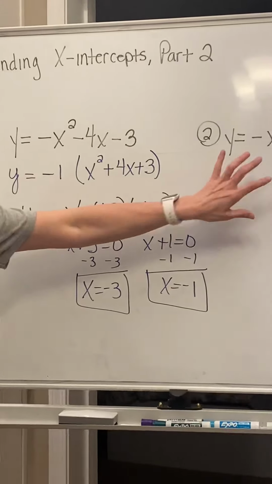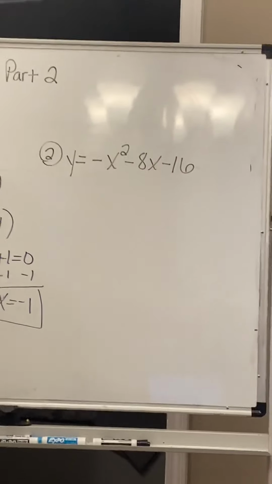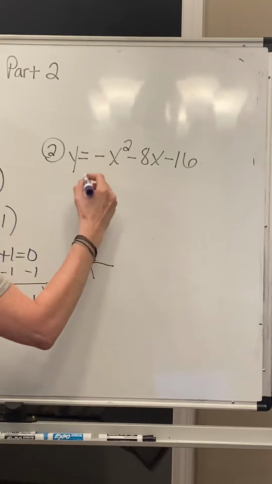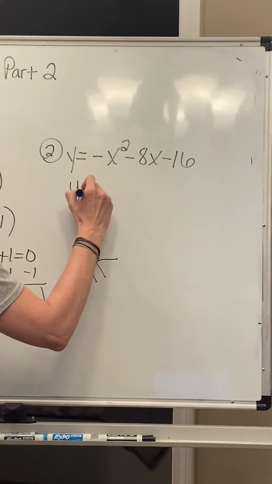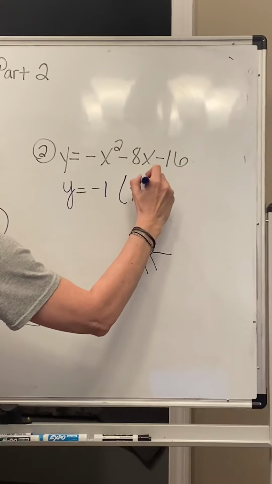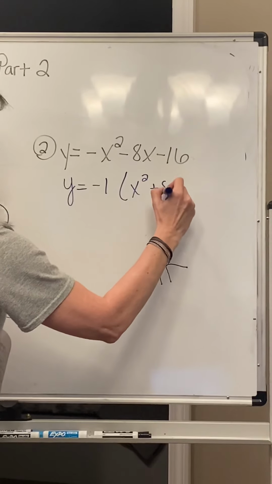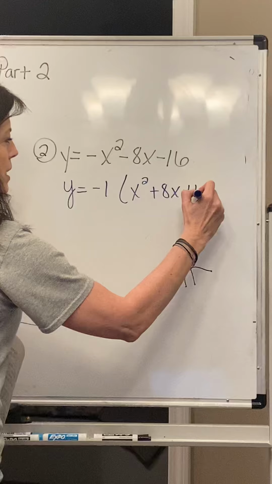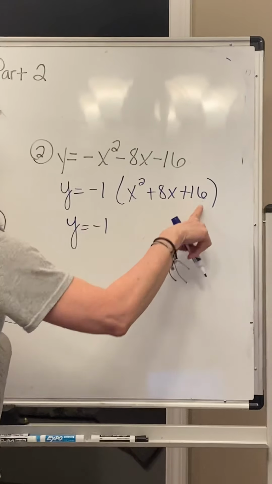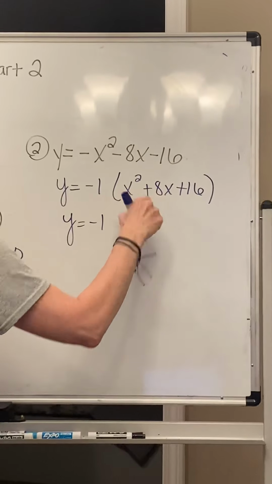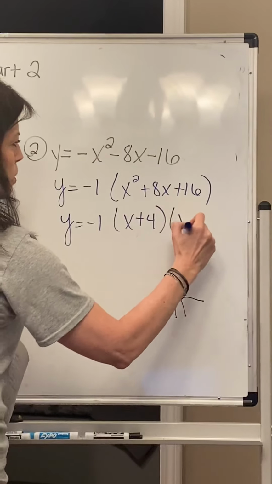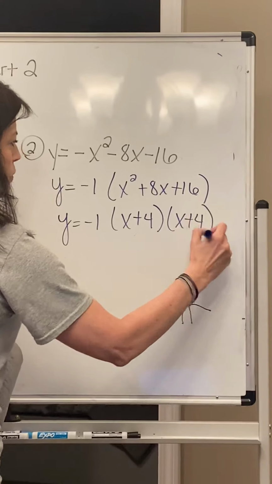So second example is going to be the same thing. The first thing that I'm going to do, since my leading coefficient is negative, I'm going to factor out that negative 1, and that's going to make my quadratic positive x squared, positive 8x, positive 16. So now I need to think what two numbers multiply to give me 16 and add to give me 8, and that's going to be x plus 4 and x plus 4.